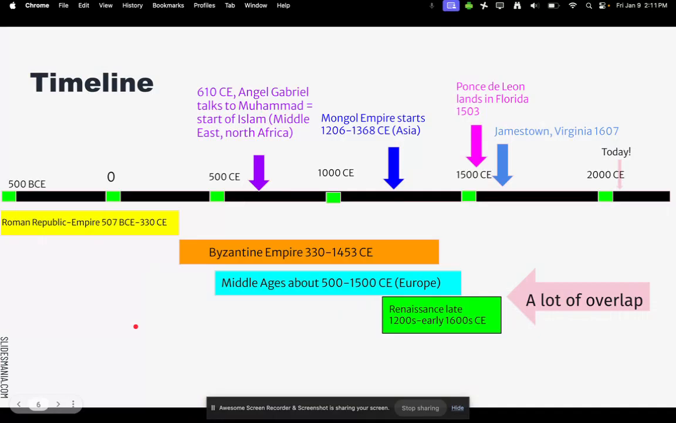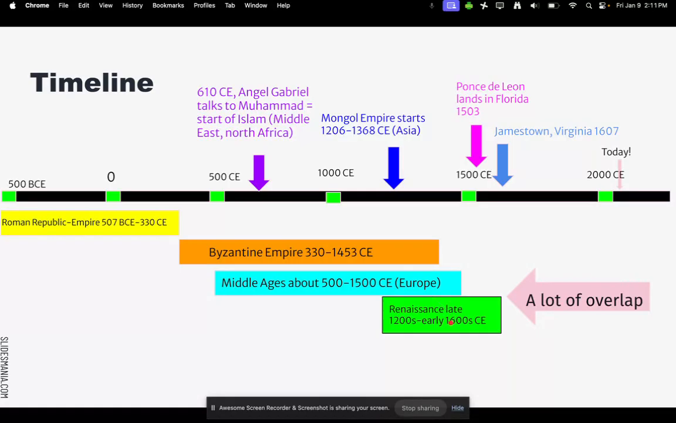All right, so here's our timeline. If you're new to us this semester, you probably have never seen this timeline before, obviously. But I've used it a little bit through semester one. So we talked about the Middle Ages right at the end of semester one. Now we're going into the Renaissance era. You will see that there's a lot of overlap between the Middle Ages and the Renaissance in Europe. The Middle Ages was from about 500 to 1500 CE, while the Renaissance is the late 1200s to the early 1600s CE. And I'll explain why there is a lot of overlap during this time.